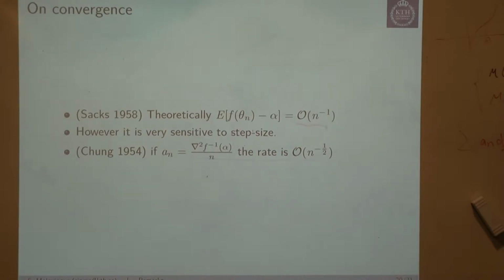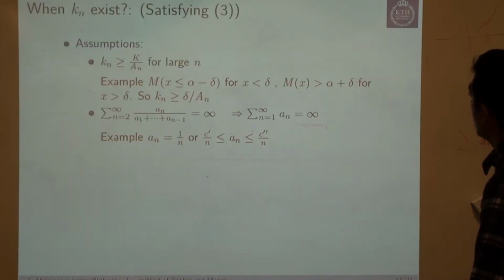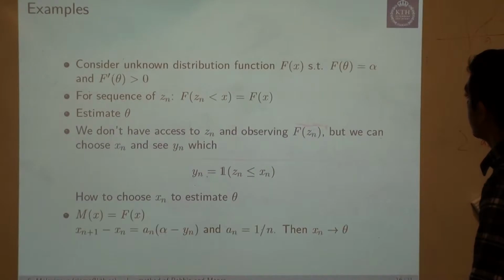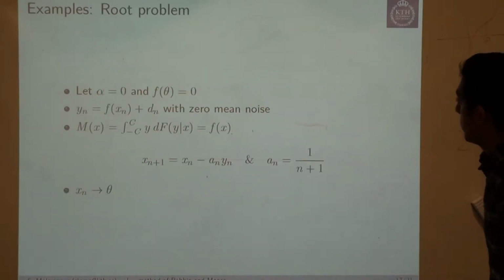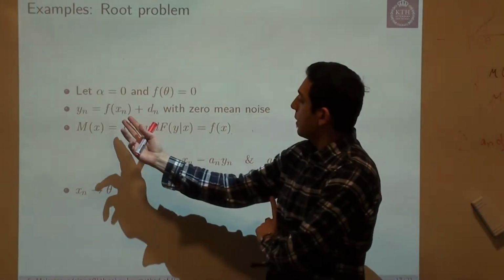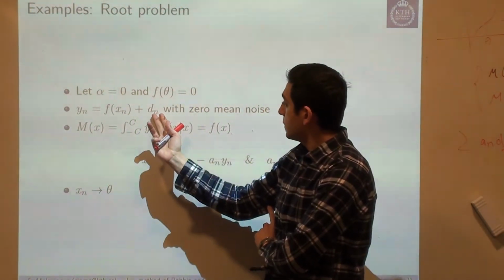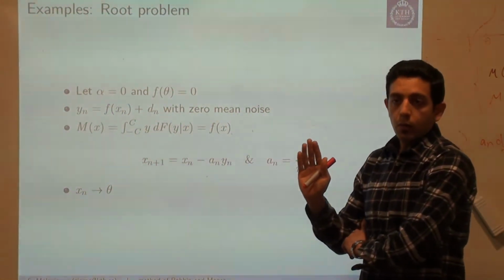One question. Everything here is just for IID observations, as far as I remember. So what would happen if the observations are not IID? First question. So let's look at this scenario. Let's say we want to find the root, and you say that yn is f of xn plus dn, so the noise is still IID, right?